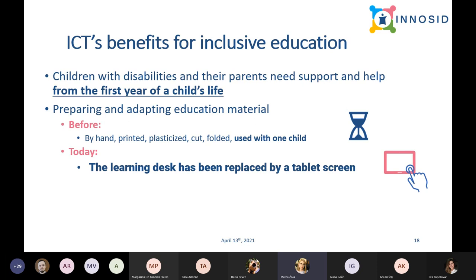So all these learning methods and principles used in books, such as, I don't know, pairing, matching, sorting, and all different principles that were used before on the printed materials can today be used in applications for tablets and smartphones or computers. So we can say that ICT has somehow made it much easier for the parents and professionals to improve and be creative in their activities, to create educational materials and design innovative new ways of learning.